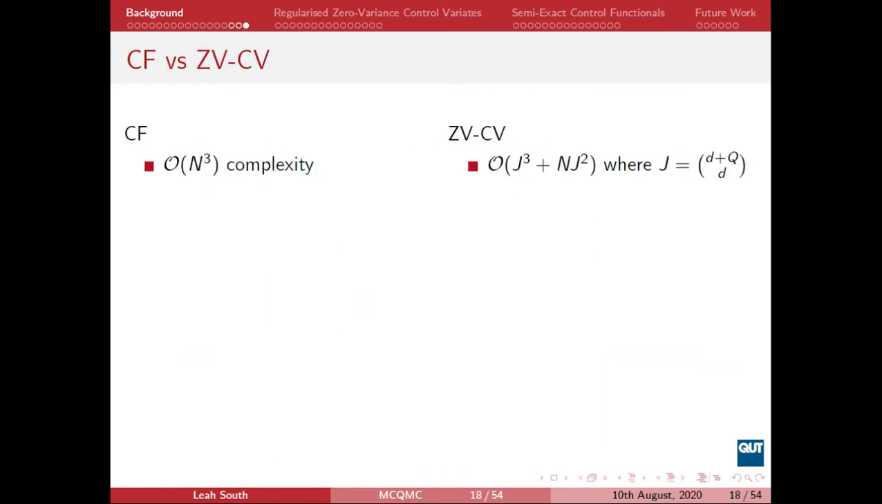Okay, there's another approach also based on neural networks, but that's much more recent and it's a bit less popular at this stage, so I'm not going to go into that. Just in terms of benefits and disadvantages of the two approaches, control functionals is order n cubed, so it becomes expensive as you have more samples. Zero variance control variates is of order j cubed plus m j squared, so it's linear in the number of samples, but it's cubic in the dimension and the polynomial order.